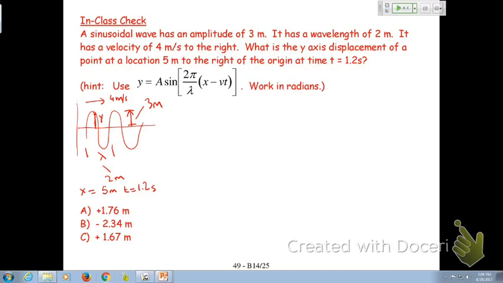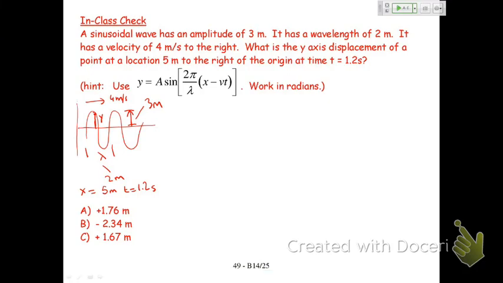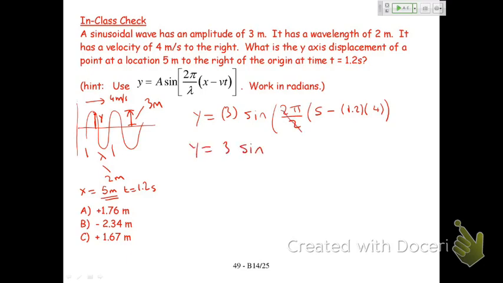Reinforce it. So what I do basically is I've got myself a little diagram, and I just look at my equation. You will not get the equation on the test. You've got to know the equation. But this is just a makeup. So this is going to be 3 times sine of 2 pi over my wavelength, which is 2, times my x, the position that I'm at, which is 5, minus my vt, where t is 1.2 and v, of course, was 4. So y is equal to 3 sine, those two go away. This is pi, and this is 5 minus 4.8. I think that's right.